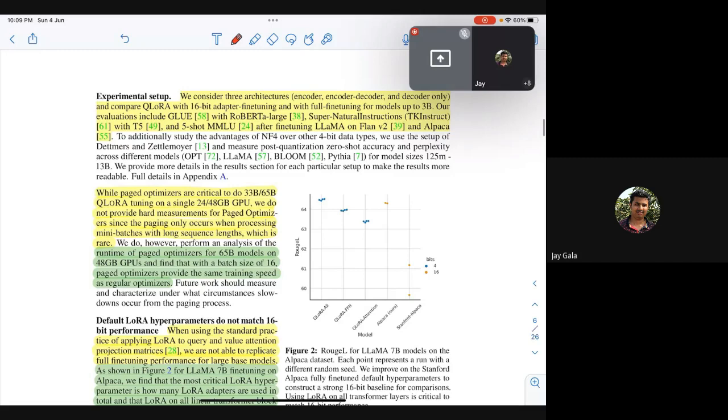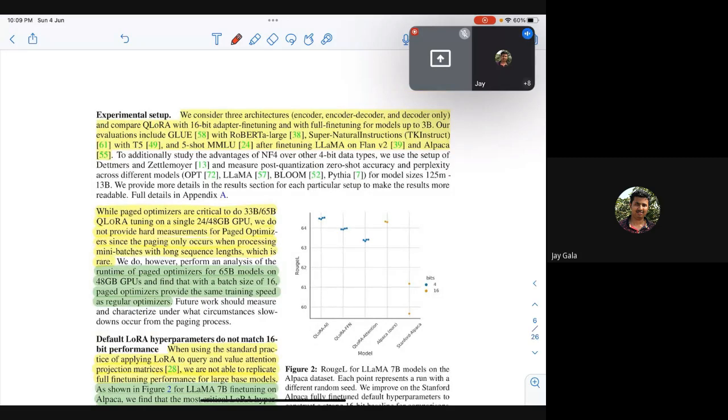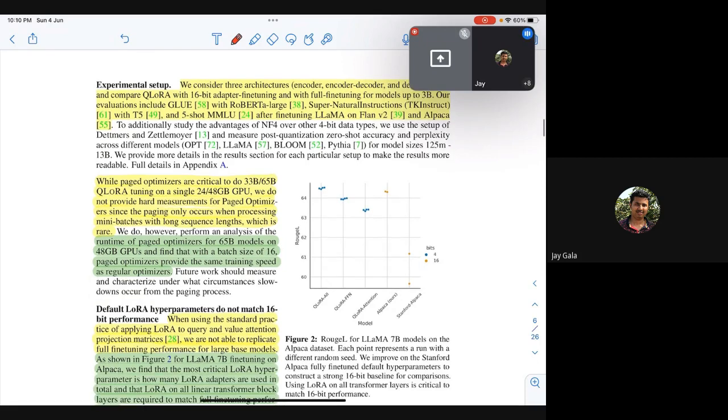Now in terms of the experimental setup, they try across 3 different architectures: encoder only, decoder only, and encoder decoder models, and compare the effectiveness of QLoRA with 16-bit adaptive fine tuning. Overall, they consider 3 datasets in this case. One is GLUE, another is Super-NaturalInstructions, and the third is MMLU, that is 5-shot MMLU.